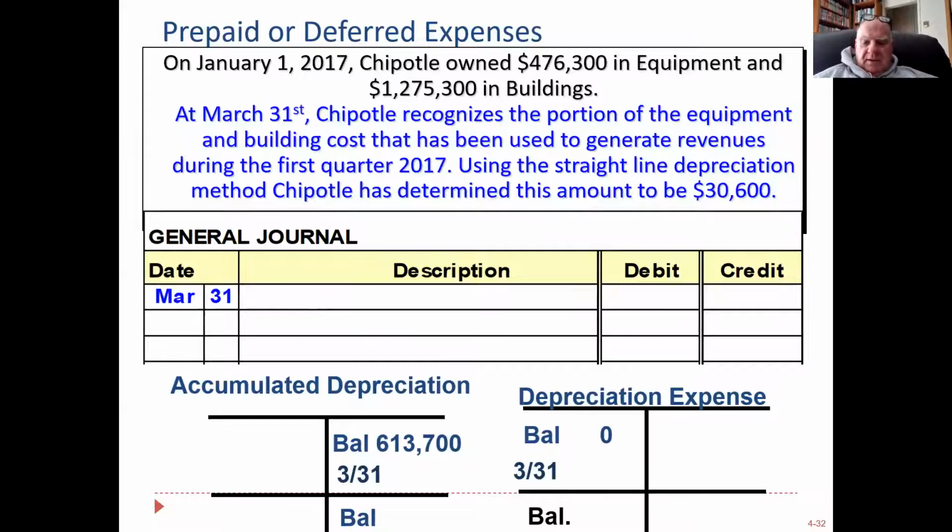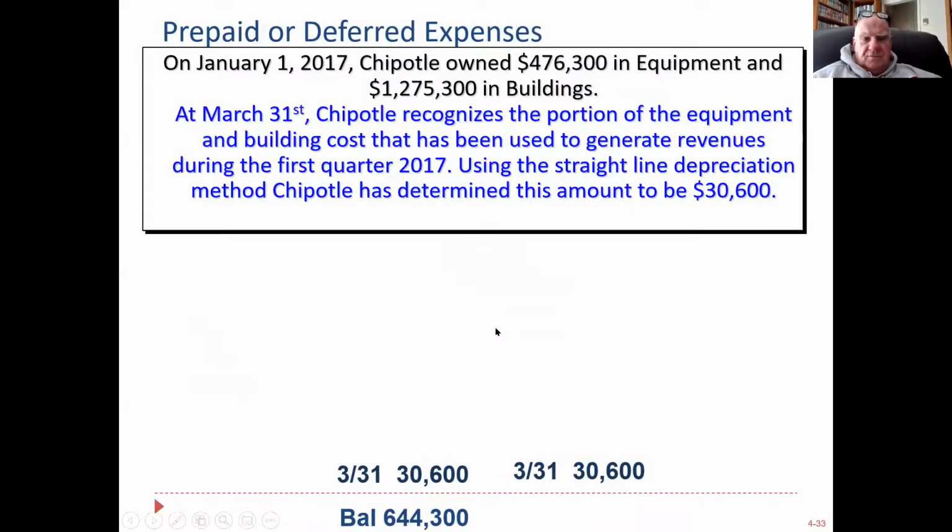So here we go. It's an adjusting entry. They had no expense to begin with. They still have that much in accumulated depreciation.